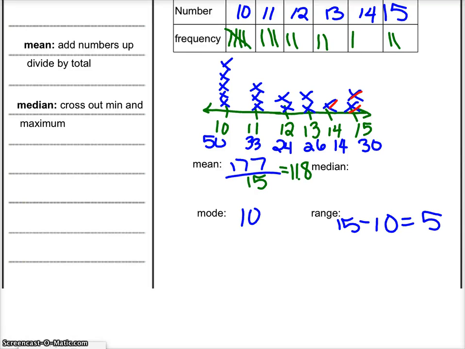1, 2, 3, 4, 5. I can't, so I don't want to do that. But I can cancel out 5. 1, 2, 3, 4, 5. And then you just do minimum, maximum. Minimum is 11, max is 12. I'm left with 11.